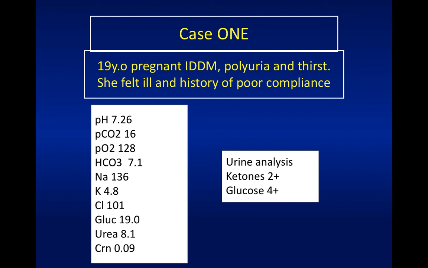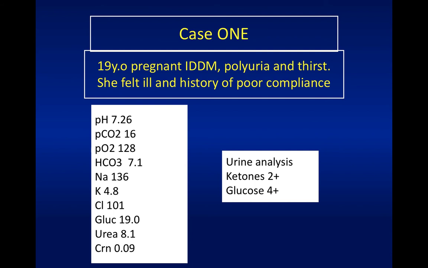So let's just have a look at what the results show. Do you want to have a go at this one? Yeah, okay. So the pH is low, she has an acidemia, the PCO2 is very low, she's got a respiratory alkalosis, her bicarb is extremely low. We don't have a base excess, but I'm thinking she's got a metabolic acidosis, and I'm going to look at the anion gap.